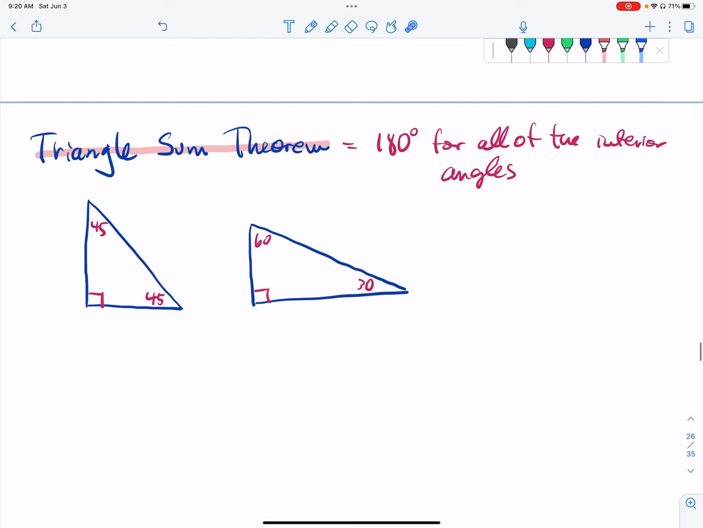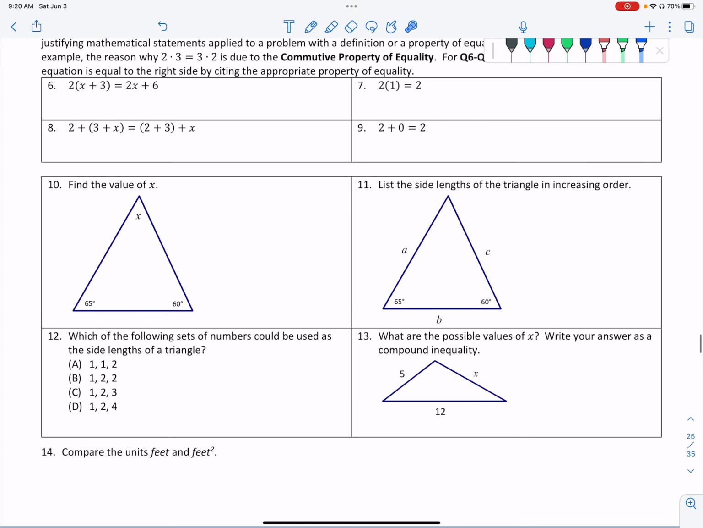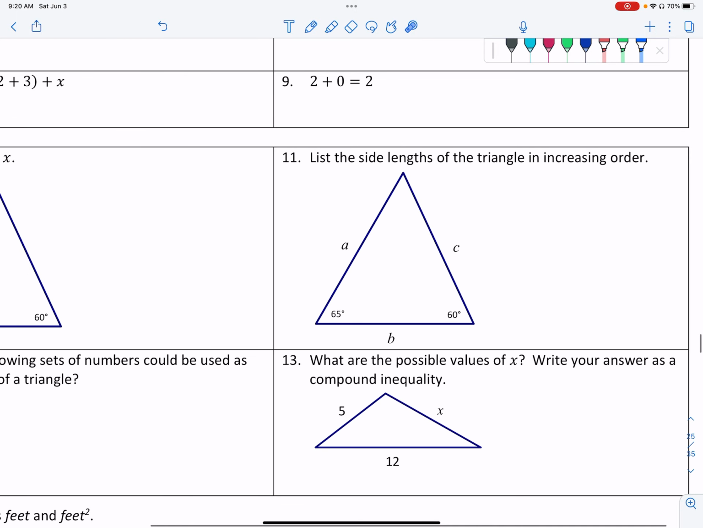Now, not to be too spoilerific, we're going to see some universes in which this thing is not true, that you don't get 180 degrees within your triangle. You get something more, you get something less. That's one of the cool things that we're going to look at this year. Okay. Next, number 11.